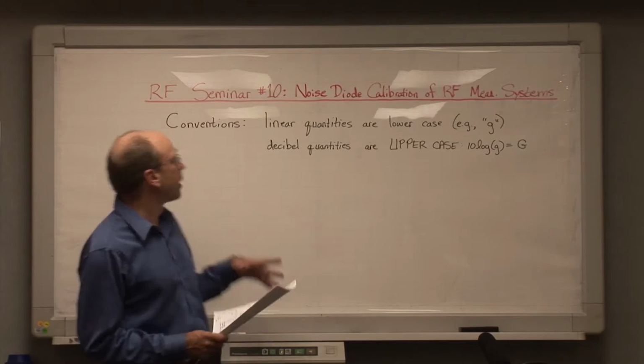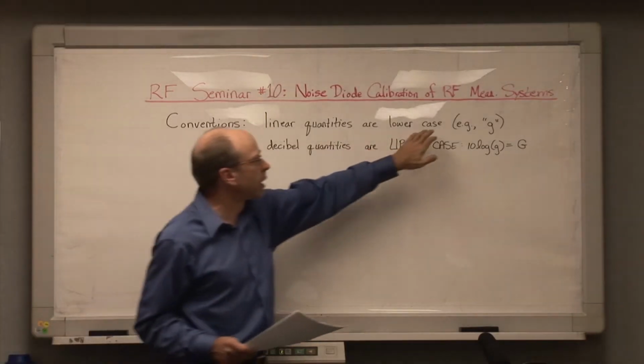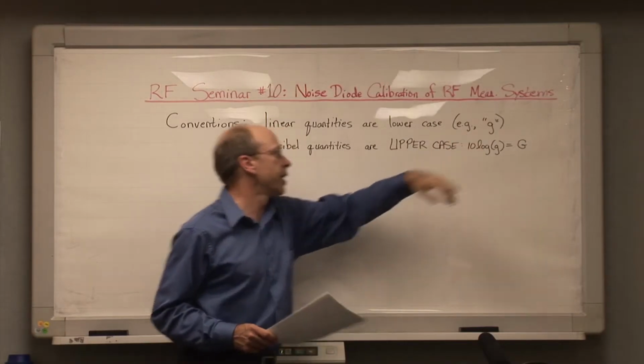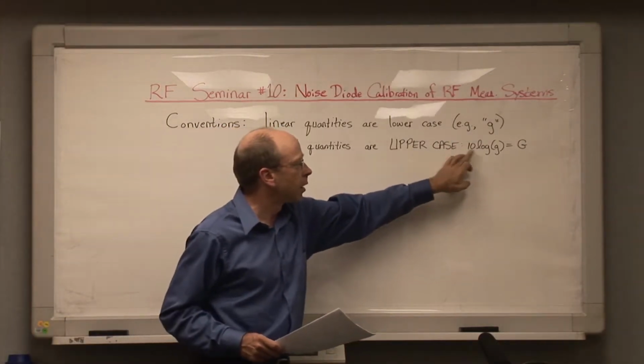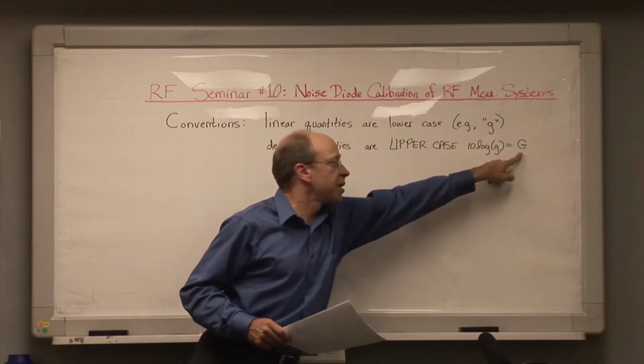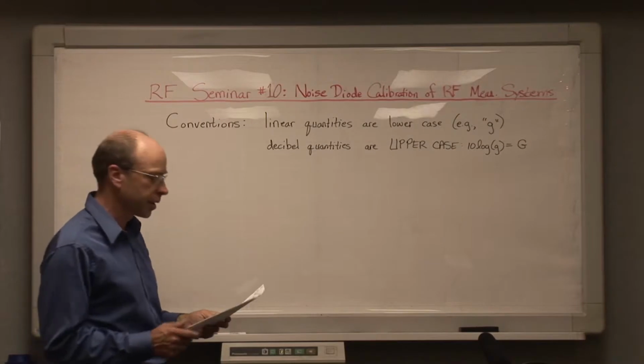So with that said, when I'm doing the derivations, linear quantities are going to be written in lowercase, so linear gain is a lowercase g. Decibel quantities will be written in uppercase, so 10 log of any linear quantity will be the decibel quantity, which will be written as a capital letter. It's just a convention. We've used it before in this series.